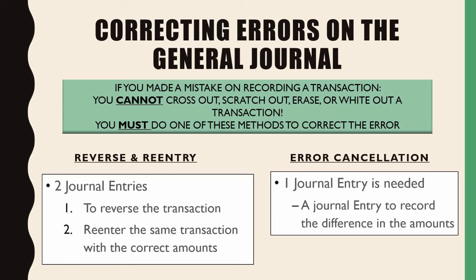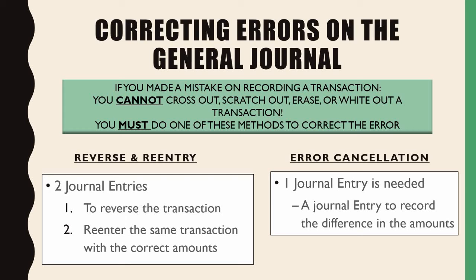Now, if for any reason you find that you have a mistake in your journal, how do we correct it? There are two ways that we correct our journal entries. One is the reverse and re-entry method, and the second one is the error cancellation method. Let me briefly go over the difference between the two, and then we'll go over an exercise. The reverse and re-entry method, you're going to actually have two entries in there.